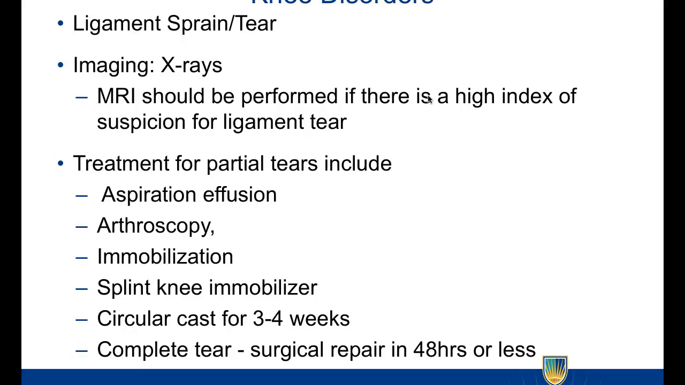Imaging should start with X-rays, and an MRI should be performed if there is a high index of suspicion for ligament tear. Treatment for partial tears include aspiration of blood, effusion, possible arthroscopy, immobilization, padded splints, knee immobilizer, and circular cast for 3 to 4 weeks. Then begin vigorous rehab of quadriceps and hamstrings.